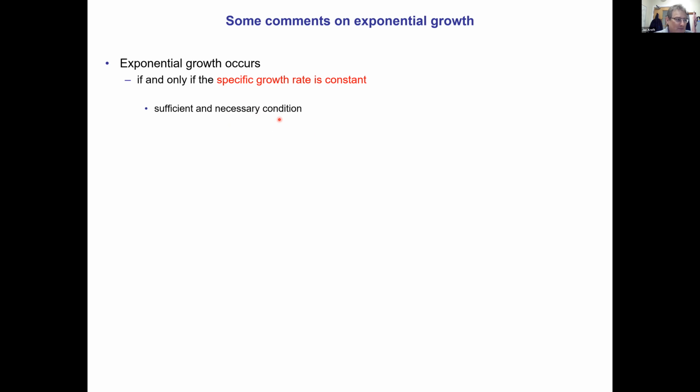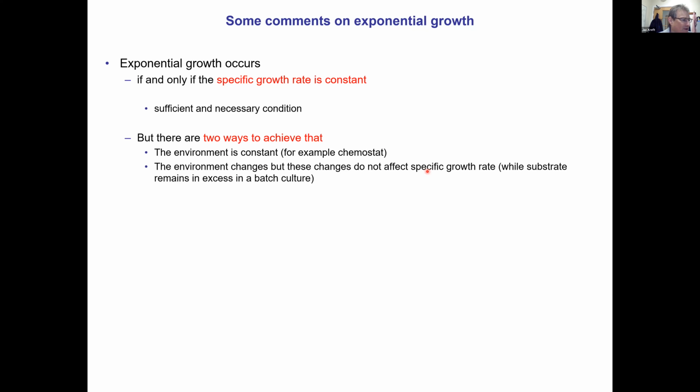But there are different reasons why the specific growth rate may be constant. One reason is that the environment is constant, and if the environment is constant, the specific growth rate will also be constant. This can be achieved in continuous cultures like a chemostat, or in environments with a continuous input and output, and it can become a steady state situation where things don't change over time. In that case, the environment does not change, or not in a way that affects specific growth rate.